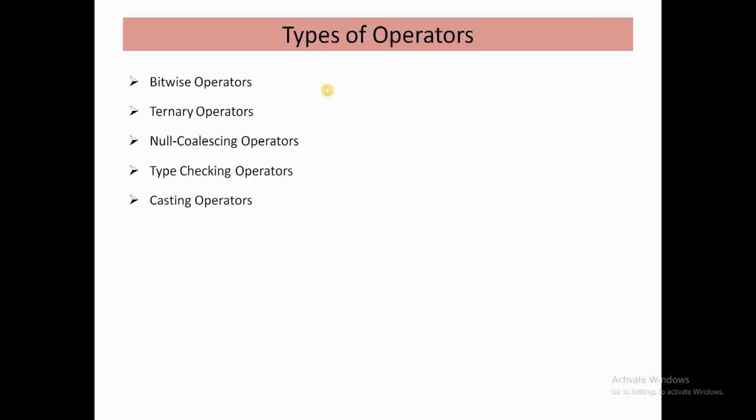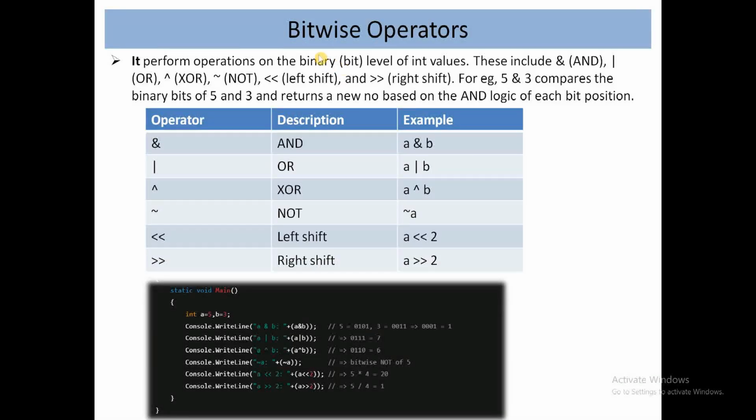Next we have some types of operators which remain from my last lecture. Here are the topics: bitwise operators, ternary operators, null-coalescing operators, type checking operators, casting operators. So here is our first operator, that is bitwise. It directly performs operations on binary bits. It is good that we now have knowledge of binary, so it is easy for us to understand bitwise operators, and these include AND operator, OR operator, XOR operator, NOT, left shift, right shift. These are all the operators in bitwise, and they give values by comparing binary bits.